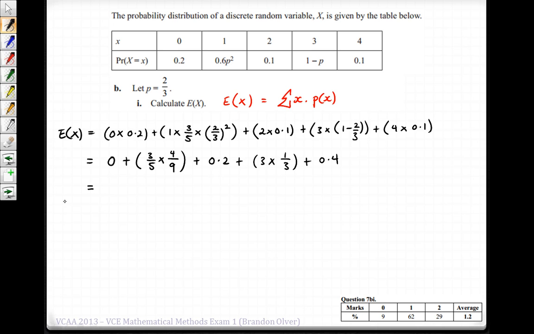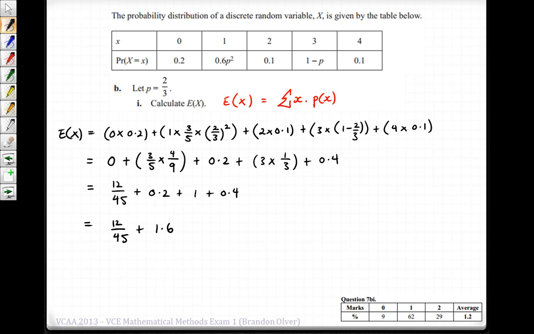So now we just go through another step of cleaning up. So we have E of x equals, so 0, that's gone. So we look at the next one. 3 times 4 is 12 on 45, so 5 times 9, plus 0.2, yep, 0.2, plus 3 times a third is 1, plus 0.4. So that equals 12 divided by 45 plus 1.6.